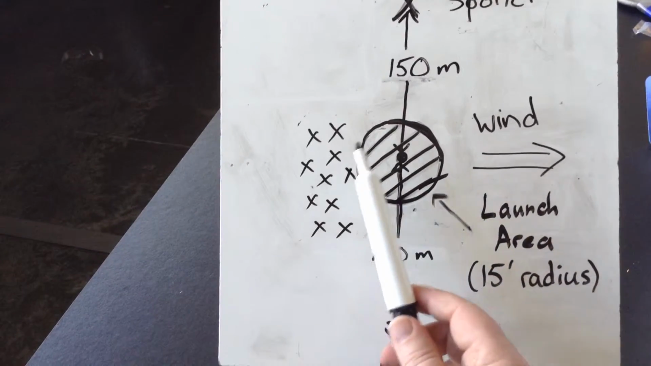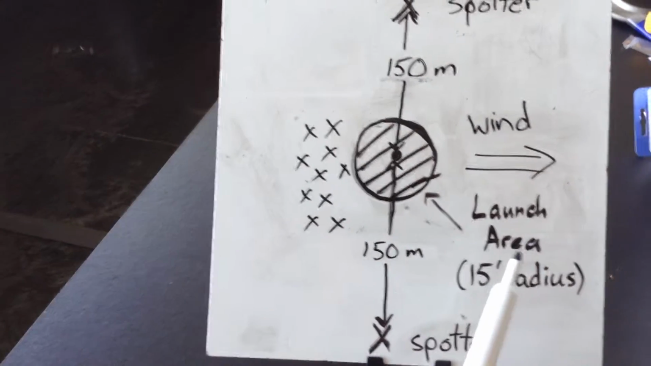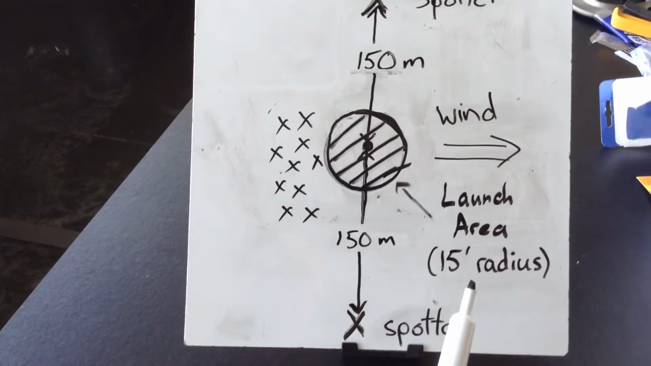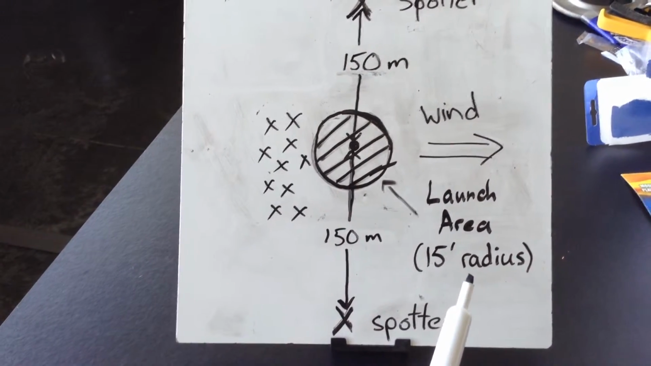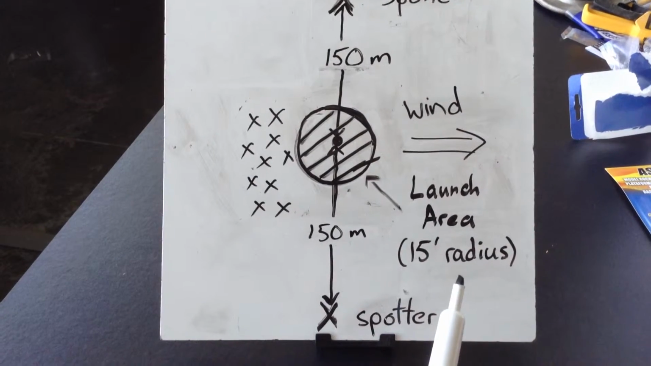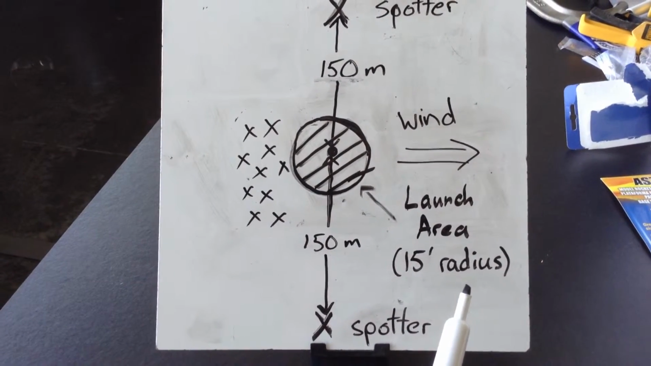This area around the rocket itself is what's called the launch area. It has a 15-foot radius, and there are certain times when you can be in the launch area, other times when you cannot be in the launch area, and I will talk about those later on in the video.